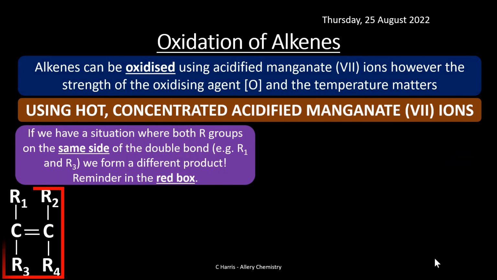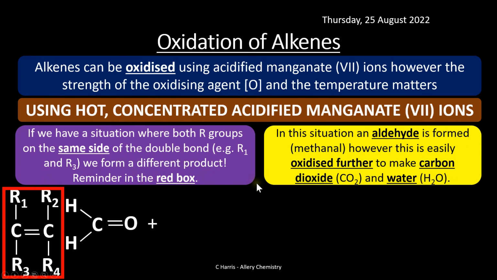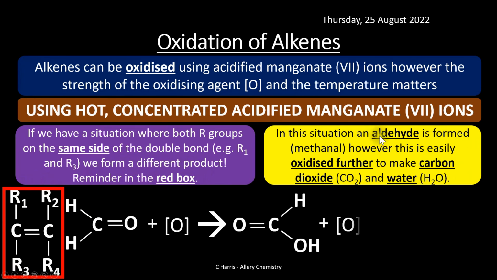Okay, so if we have a situation though where both R groups are on the same side of the double bond, for example R1 and R3, then we form a different product. So here's the kind of molecule here. Let's have a look in this red box. In this situation, an aldehyde is formed, which is methanal, which is there. However, this is easily oxidized further, and we can form carbon dioxide and water.